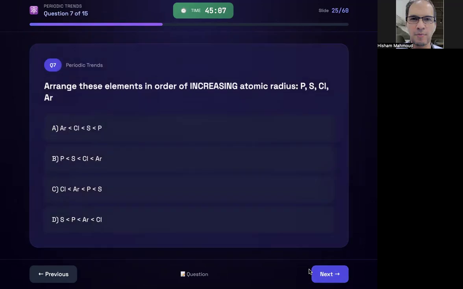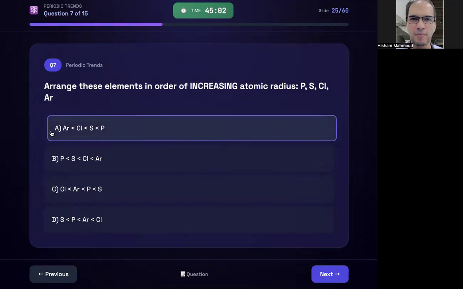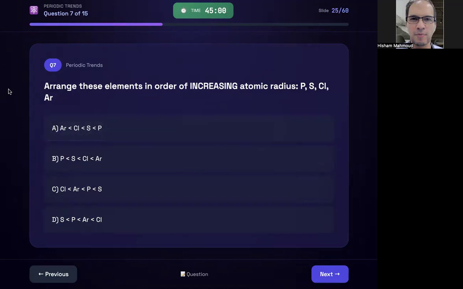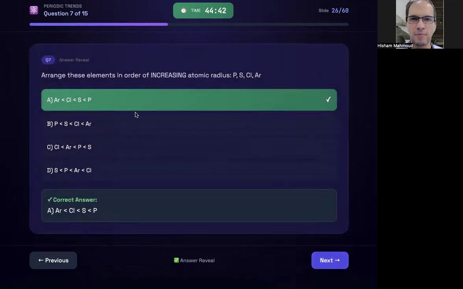Next question, arrange these elements in order of increasing atomic radius: phosphorus, sulfur, chlorine, and argon. Have a look inside the periodic table and have a chance to answer this. Yes, your answer was correct. The argon is the smallest radius, followed by the chlorine, then the sulfur, and the phosphorus.